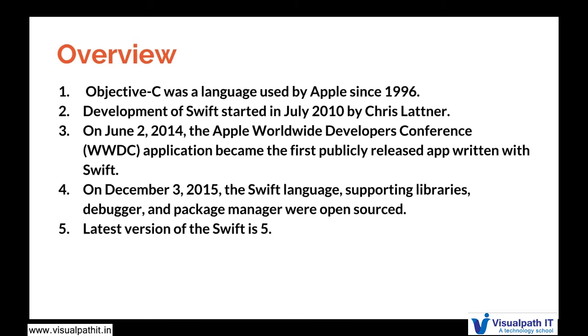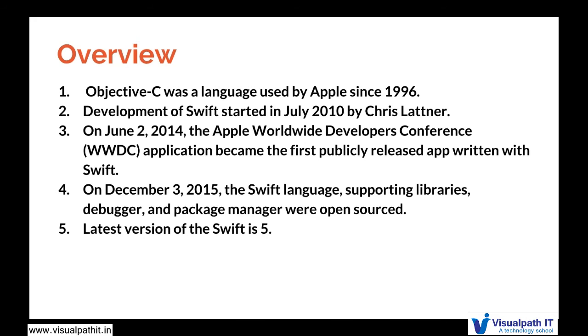On December 3rd, 2015, the Swift language and its supporting libraries, debugger, and package manager all became open source. You might be aware Apple has invested a lot of money in making a language, and they made it open source. Why are they doing this? The answer is very simple. People believe in languages which are tested by so many people. If you hide how the architecture of Swift is done, how debugging works, and how libraries are developed, and only a few people from the Apple team are working on it, obviously a language will not evolve.